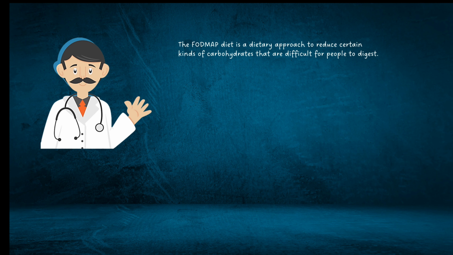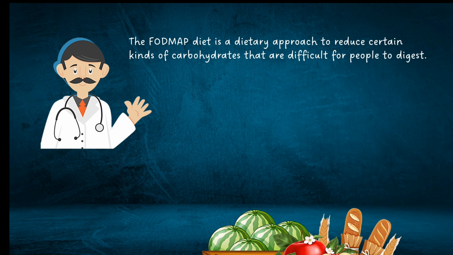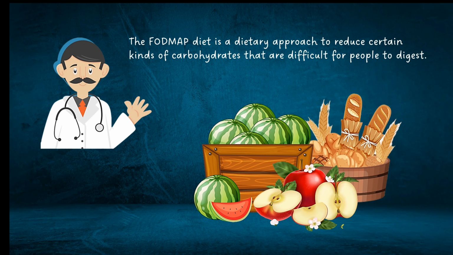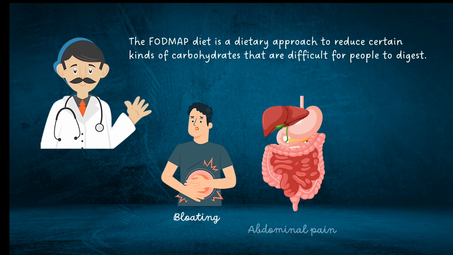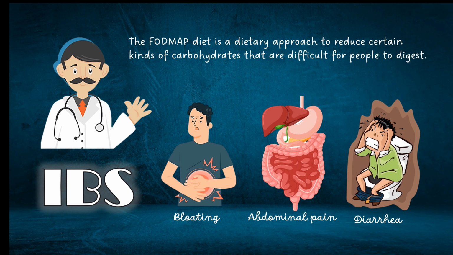Low FODMAP diet. The FODMAP diet is a dietary approach to reduce certain kinds of carbohydrates that are difficult for people to digest. The goal of this diet is to eliminate or reduce the consumption of foods high in certain kinds of carbohydrates, which can trigger symptoms such as bloating, gas, abdominal pain, and diarrhea in people with irritable bowel syndrome and other similar conditions.